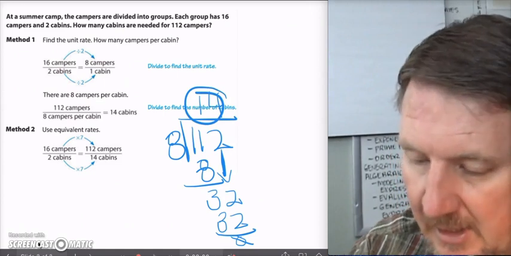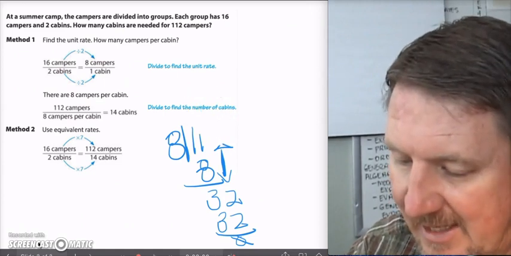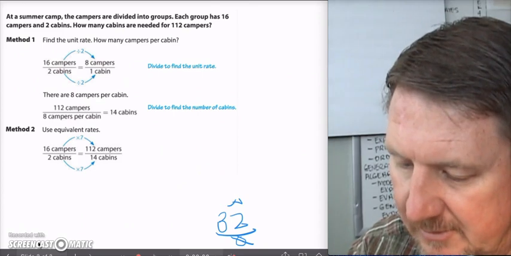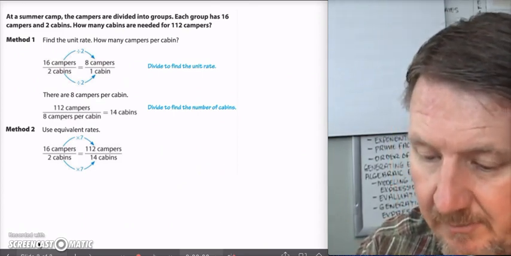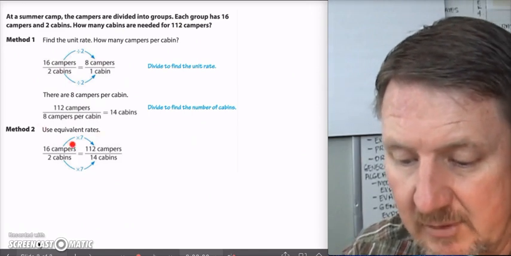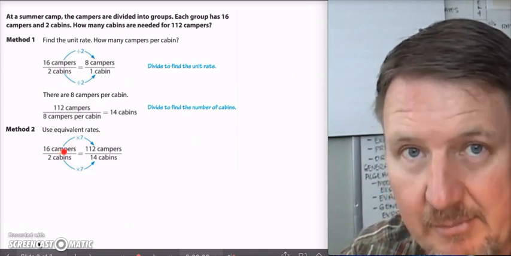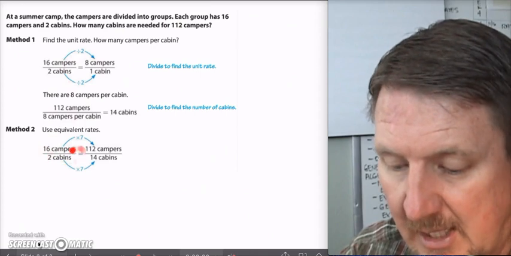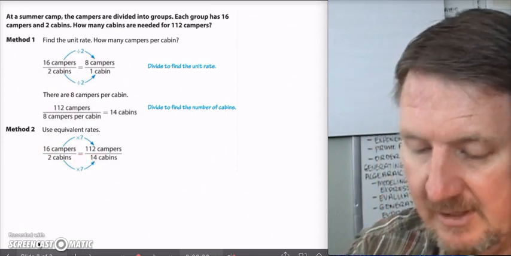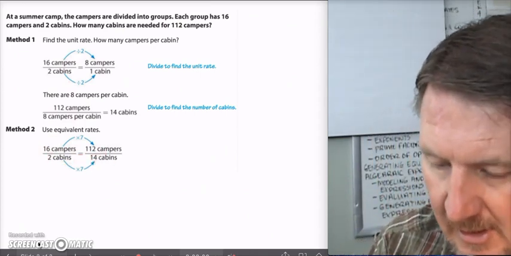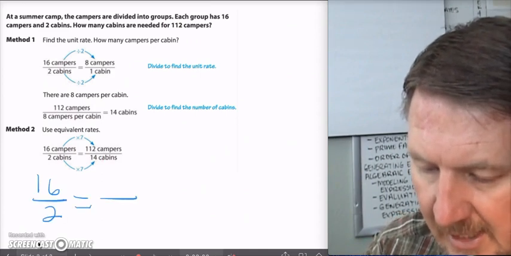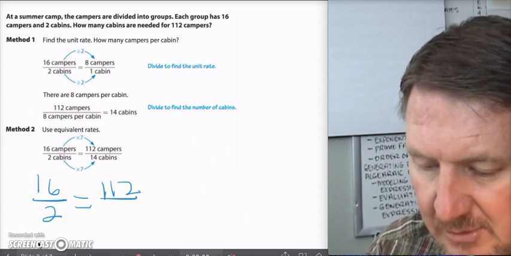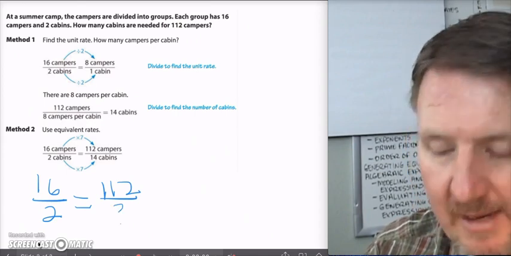All right? And like I said, while I like that method, I do it a little bit different. Okay? Because this makes just more sense to me. But let's look at this next part of the example. So here it says you can use equivalent rates. So if I have 16 campers per 2 cabins, how many cabins will I need? And how I would write this is I would say 16 over 2, okay, and then I have 112 campers, but I don't know how many cabins I need.